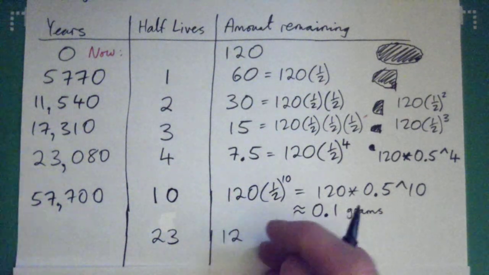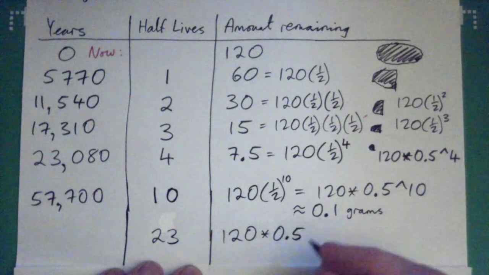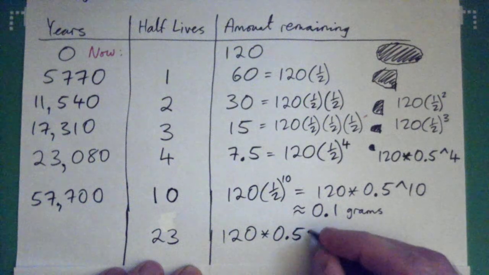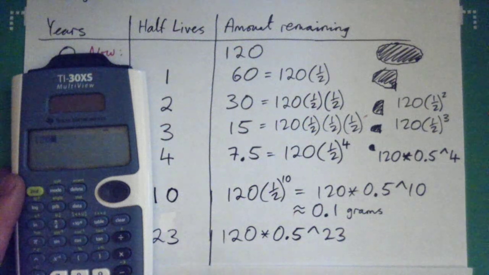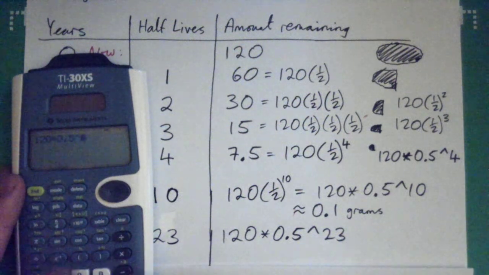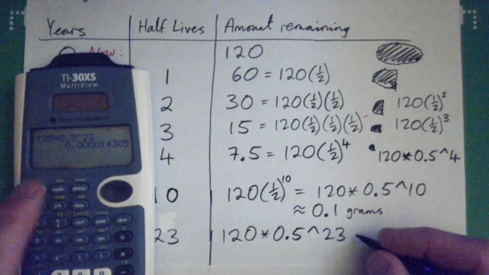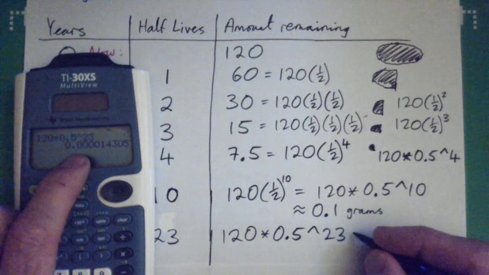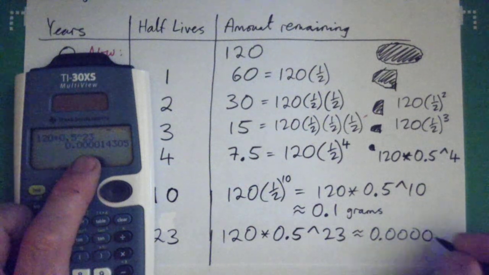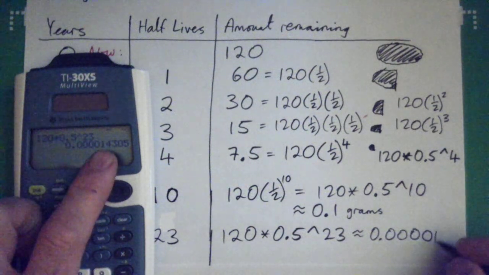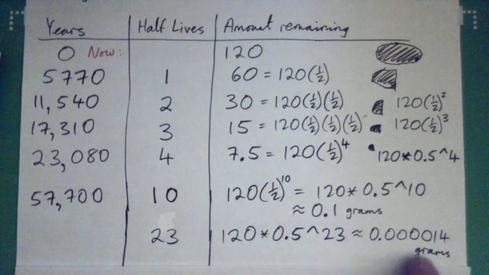Good job. Right. So for the amount remaining, it's 120 times 0.5 to the power of 23. Let's do that. 120 times 0.5 to the power of 23. So that's 0.1234, 1, 2, 3, 4. And we'll just call that 14 grams. We'll round it to there. So not very many grams left.